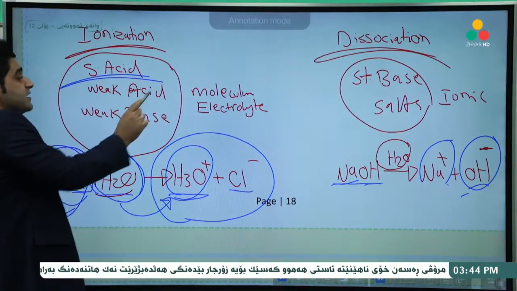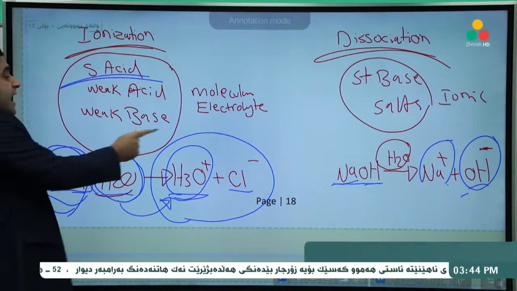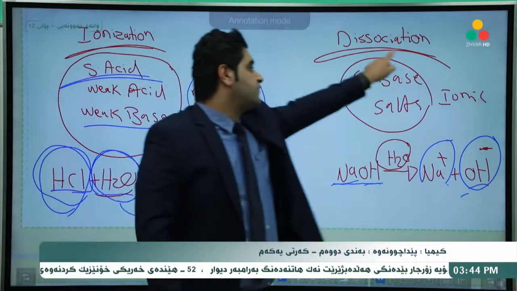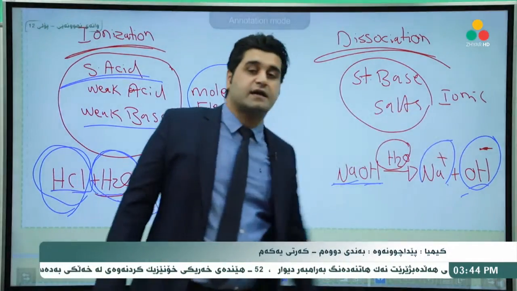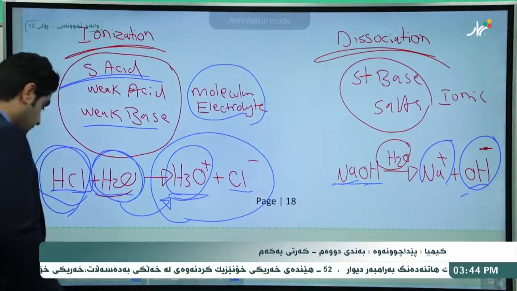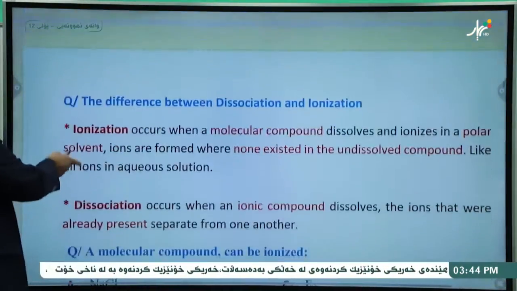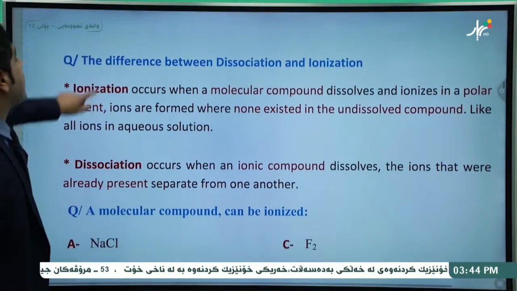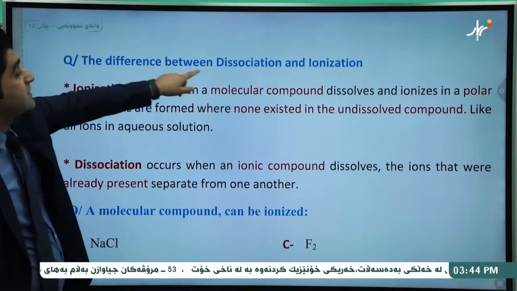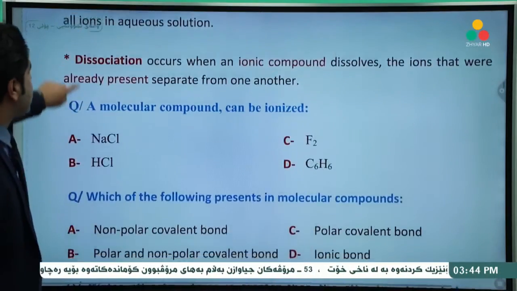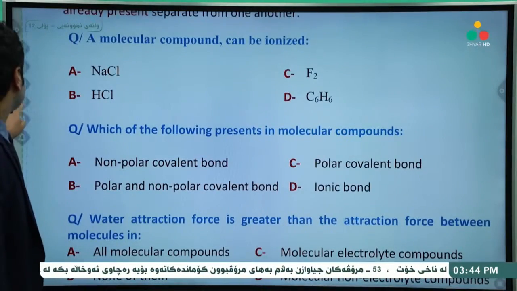So that's the difference between the dissociation and the ionization. Ionization is for acids, including strong and weak acids, and weak bases, the molecular electrolyte compounds, but dissociation is for the ionic compounds. Okay? So that's all about the ionization and the dissociation reaction. What is the difference between the dissociation and the ionization? Well, we mentioned that. Let's answer these questions.